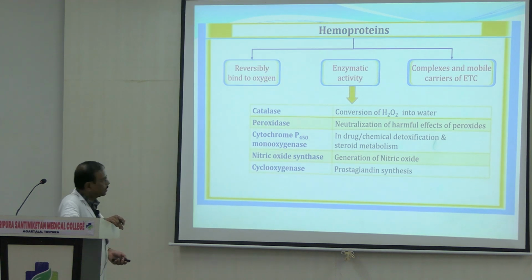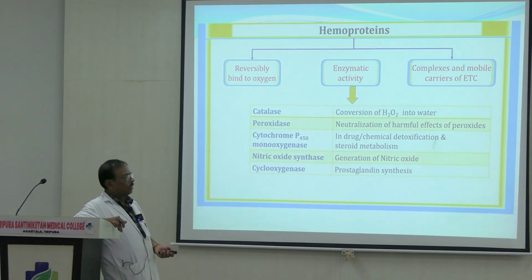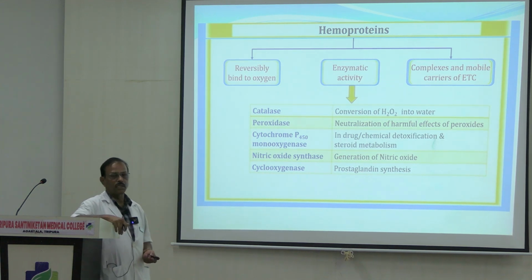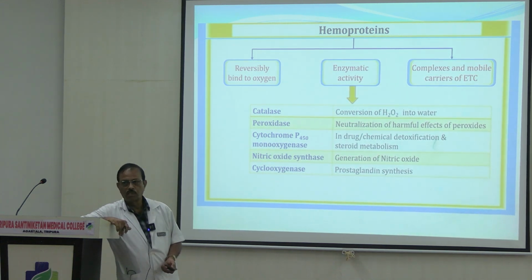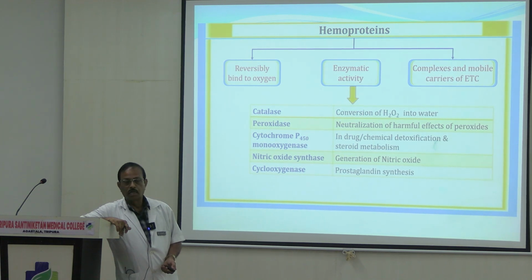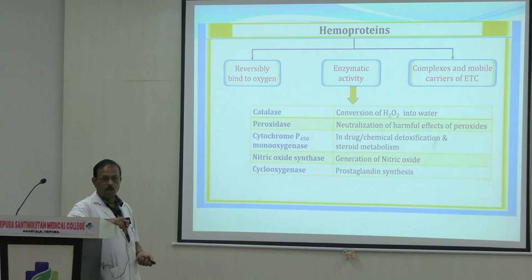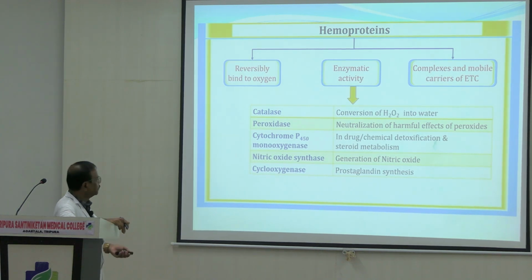Now some of the enzymes: catalase converts hydrogen peroxide into water. In metabolic reactions, in many reactions hydrogen peroxides are produced. These are injurious to the cell. That's why it is immediately converted into water by catalase.